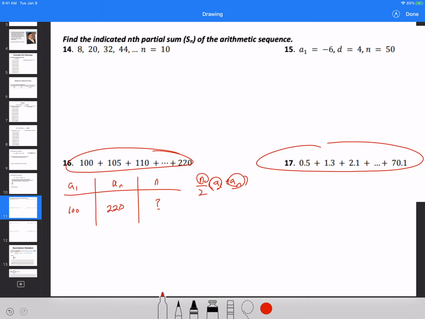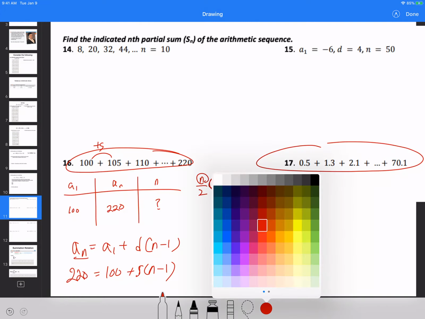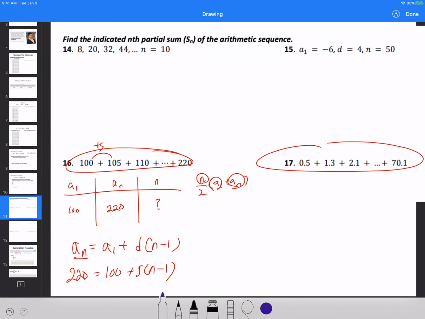So to find n, we need to use the arithmetic explicit formula, which says that a sub n is equal to a sub 1 plus common difference times n minus 1. We know what the last term is, and we know what the first term is. We also know what the common difference is, which is plus 5. They should always give you all the necessary components before you can find your n value. Subtract 100 on both sides. This becomes 120. Divide both sides by 5, which should give you 24. So n should be 25.